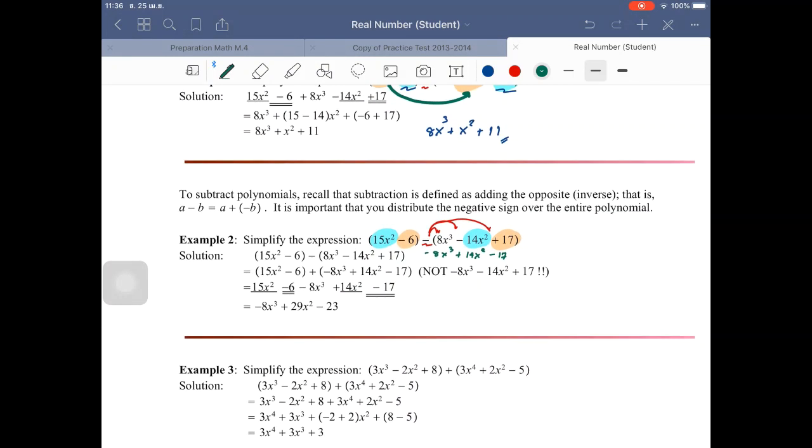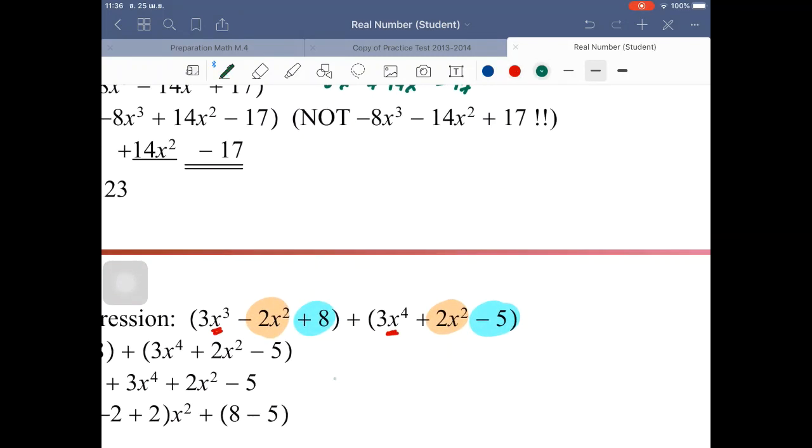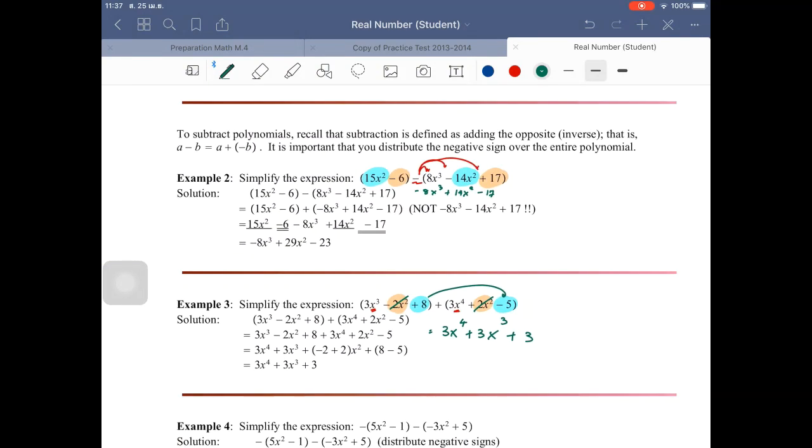Okay, let's see example 3. x squared with x squared, constant with constant. The x to the power of 3 and x to the power of 4, we can't do any operation because they have no like term. So the answer will be 3x to the power of 3 plus 3x to the power of 4 plus 3x to the power of 3. This one will be eliminated, and 8 and negative 5, you get 3. That's it, the answer. Okay, it's not that hard.